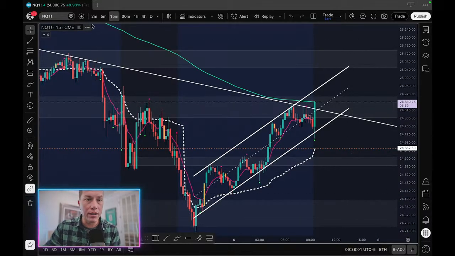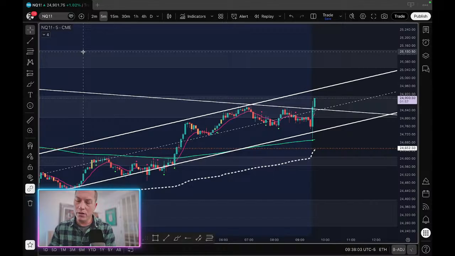All right, I'm going to go down to the 5. Looks like we could be getting a break right now to the upside. Here we go. Here's our break. I think this could potentially push up pretty heavily, honestly. So let's see what we get here.